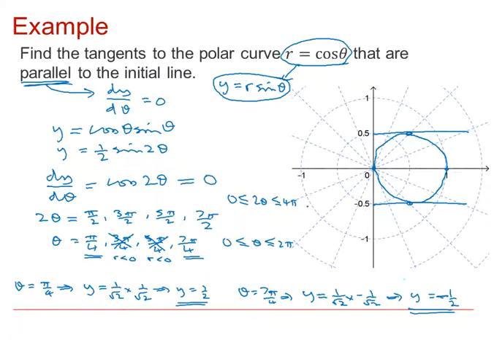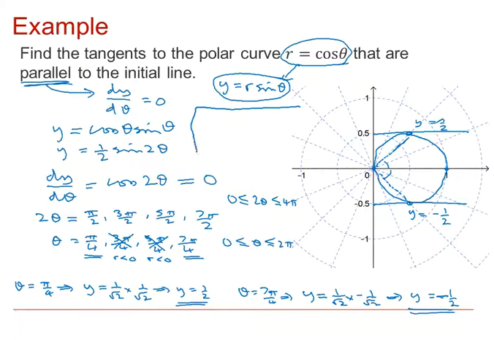And we can see that it fits in nicely with the diagram. When theta's pi by 4, which is this line here, we should get y equals a half. So there's theta's pi by 4. And when theta's minus pi by 4, which is this line here, we should get y is minus a half.